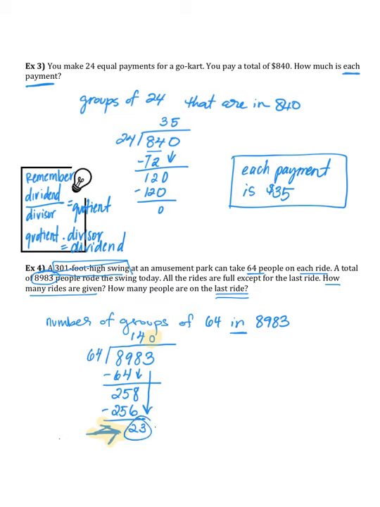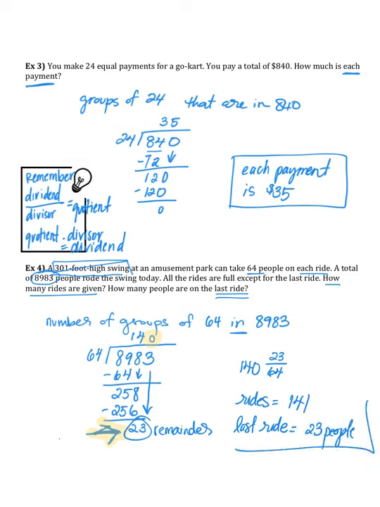Okay, now it's good. This is our remainder. We know that we're supposed to have a remainder because if you recall, it says that all the rides are full except for the last ride. So this 23 is talking about the leftover people. So what we know is that this quotient came out to 140 with a remainder of 23. So we put 23 as our numerator and 64 in the denominator. So what this really means is that there were 140 groups of 64 with 23 remaining. So in total, we're talking about rides. So the number of rides were 141 total rides. However, the last ride had 23 people. All right, so there you go.